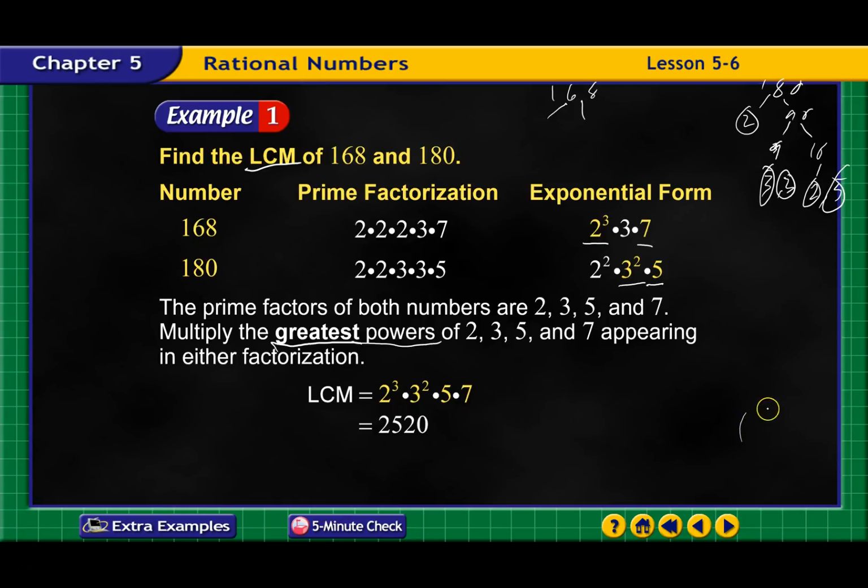So a little bit easier, more scientific way of doing things. The least common multiple of 168 and 180 is 2520.